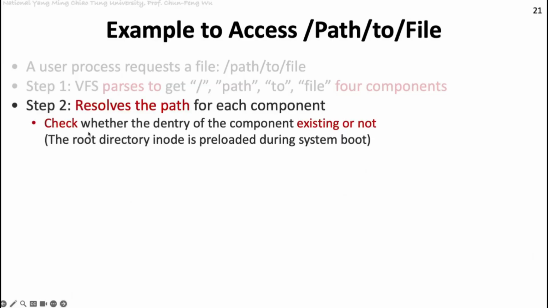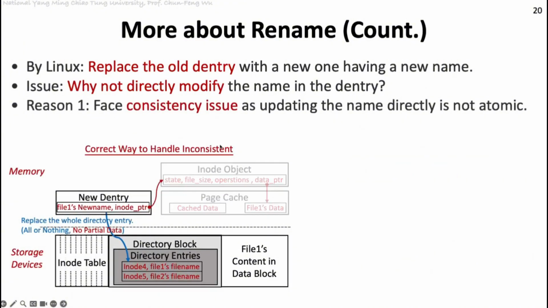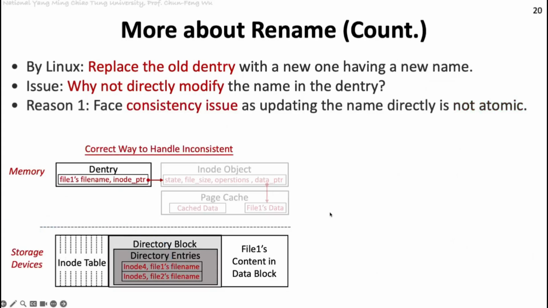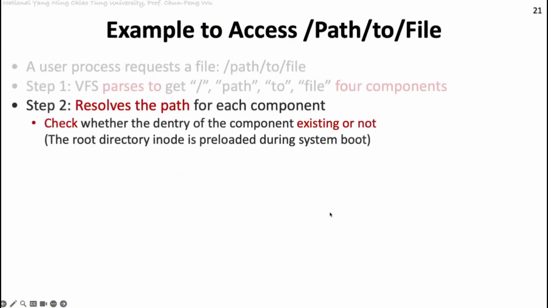The first step is to check whether the entry of the component is cached or not. So if the dentry is already in memory, then we can use its inode pointer to get the inode object, and the inode's data pointer to get the data in the page cache. Then we are finished, right? So it will be super fast. Okay, but the thing is, what if not?